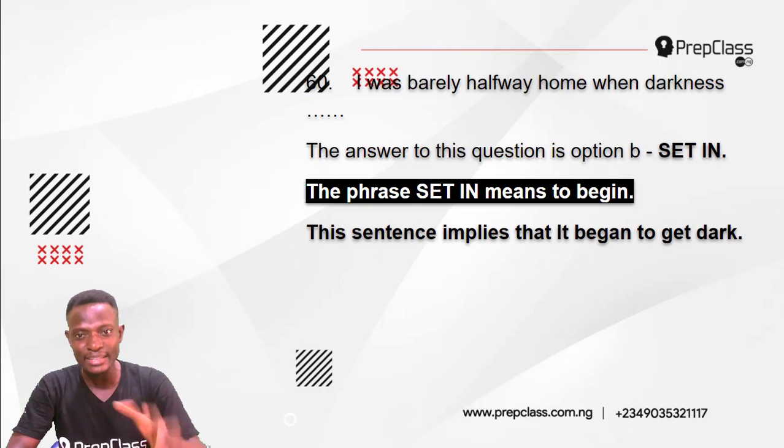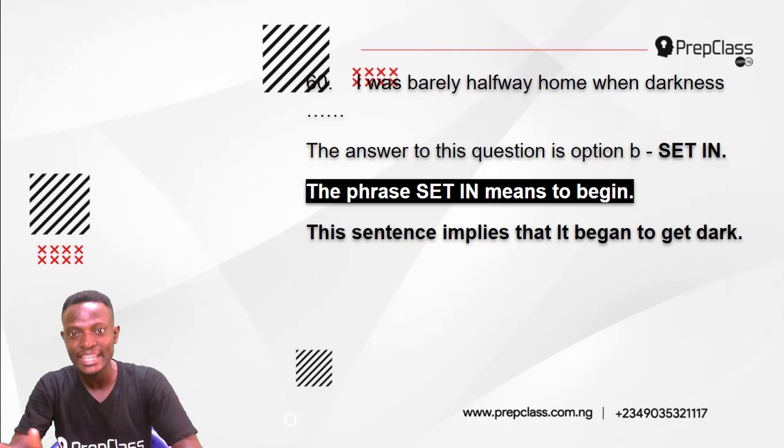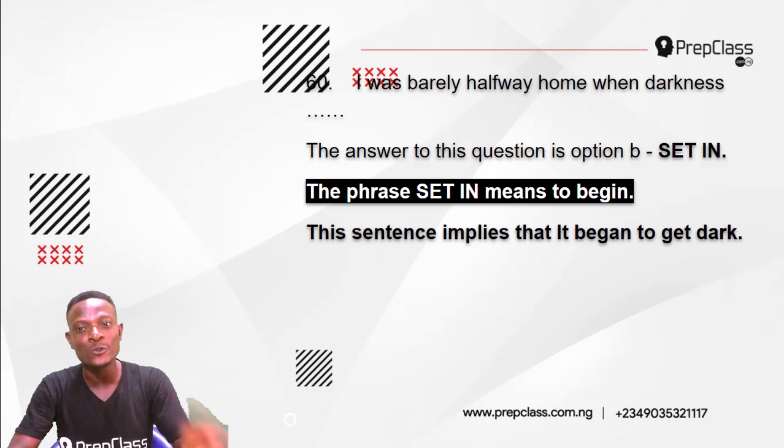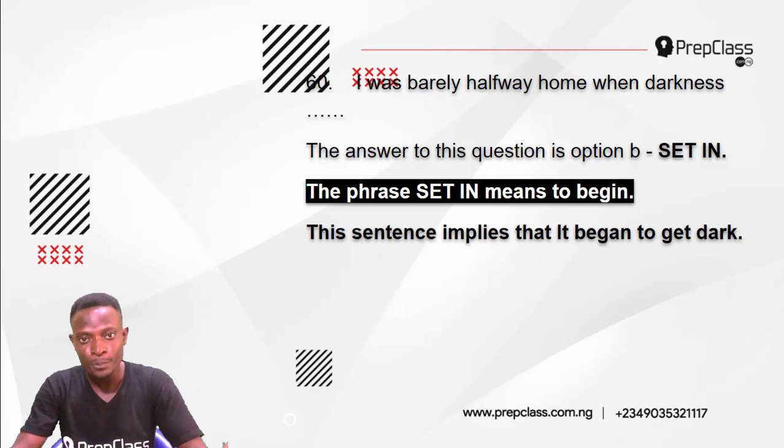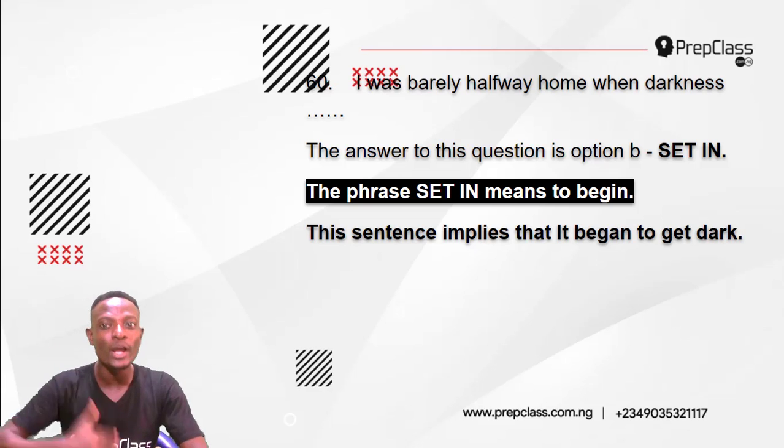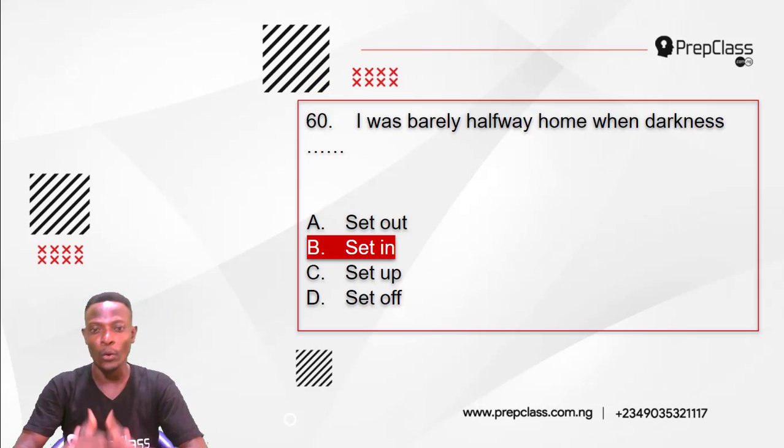Now, the answer to this question is option B, set in. I was barely halfway home when darkness set in. The phrase set in means to begin. So this sentence implies that it began to get dark even before I got home. I was barely halfway home when darkness set in. The answer to this question is option B.